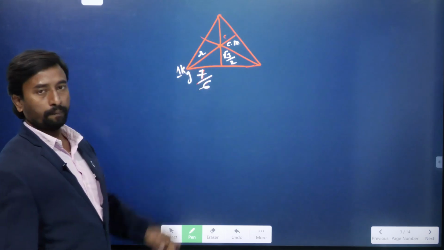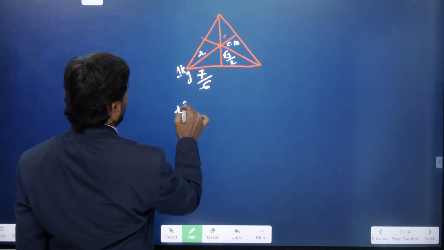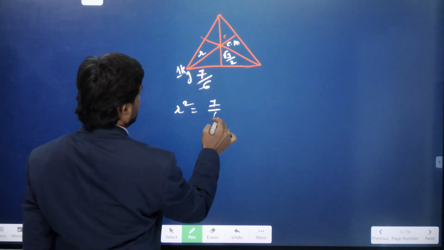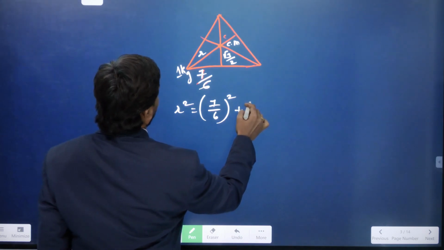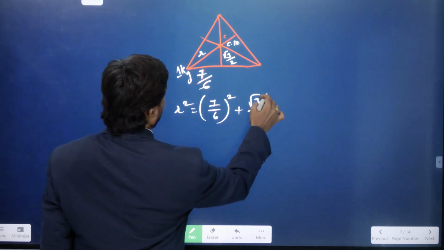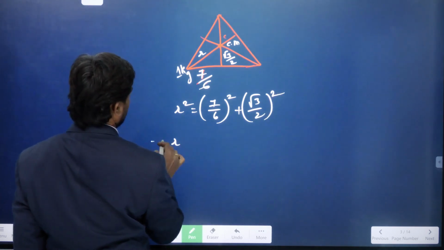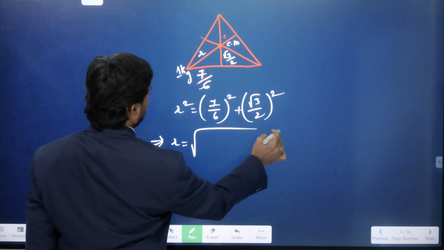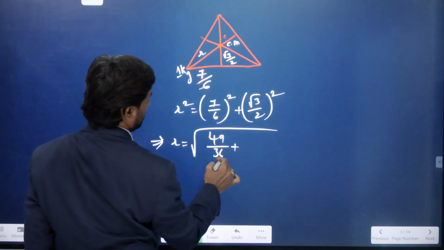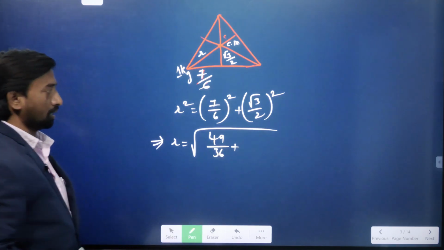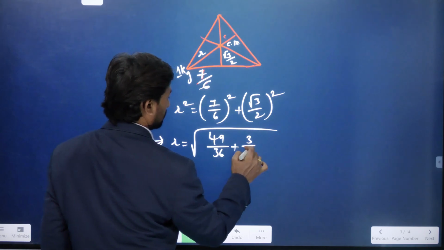It is an equilateral triangle now. So from that we can say R square is equal to 7 by 6 whole square plus root 3 by 2 whole square. So then R is equal to the square root of 49 by 36 plus 3 by 4 will come there.